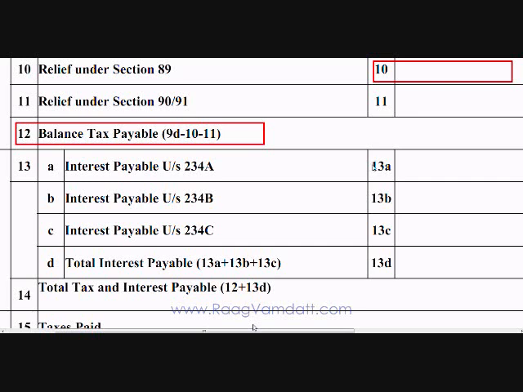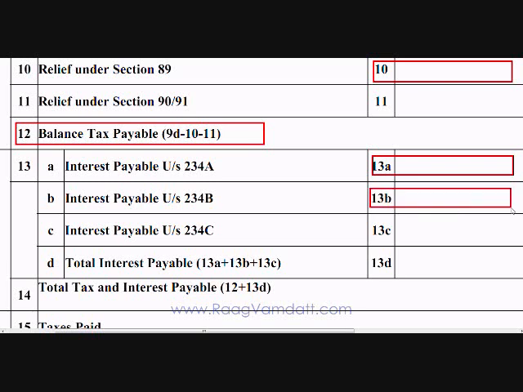The interest under section 234B is the interest payable if you have not paid 90% or more of the expected advance tax amount by 31st March of the year. This is calculated at 1.5% of the advance tax shortfall for every month or partial month of delay. If you need to pay interest for this reason, indicate the relevant amount in box 13B.